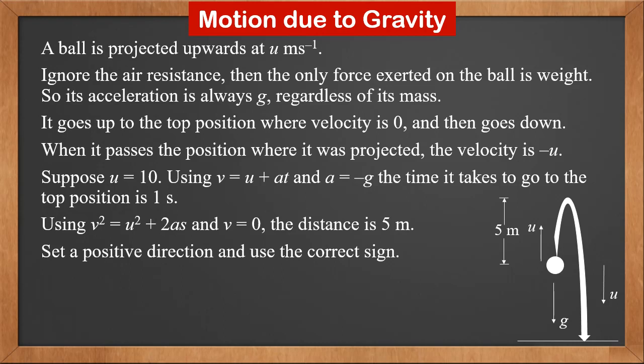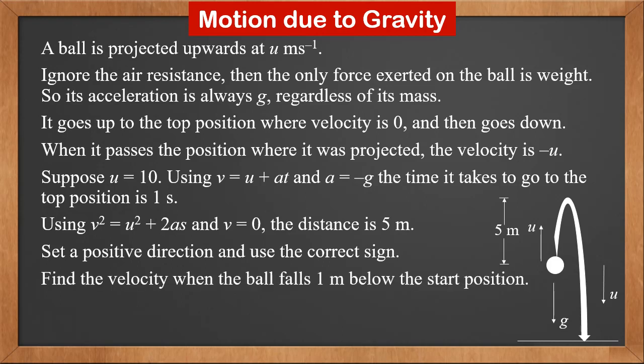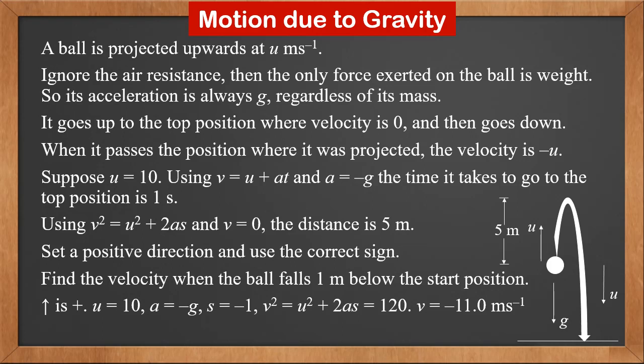In general, when solving this kind of problems, you set a positive direction, and use the correct sign for all values. For example, find the velocity when the ball falls 1 meter below the start position. We make the upward direction the positive direction. Then u is 10. A is minus g. S is minus 1, because it's below the start position.